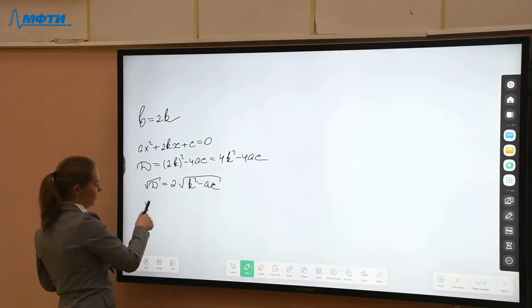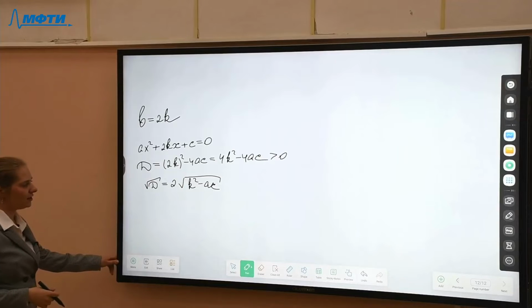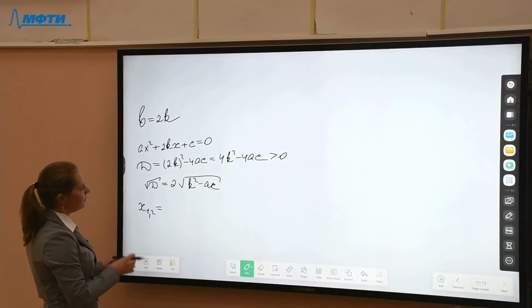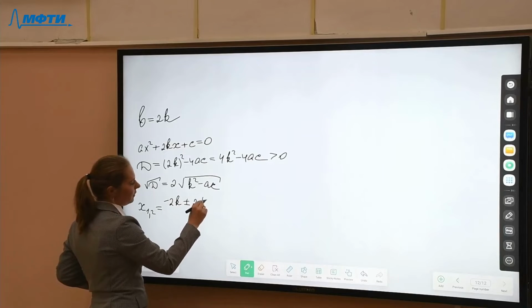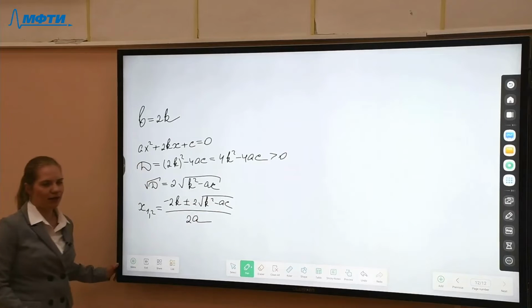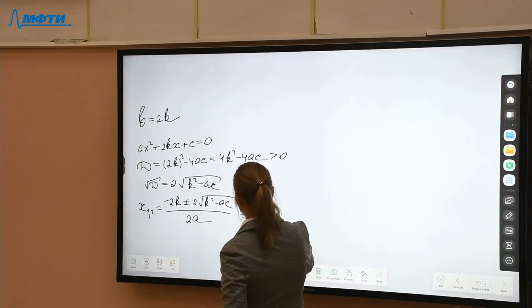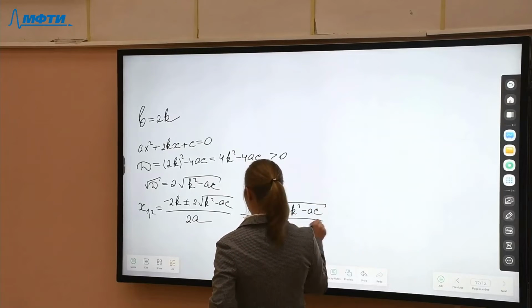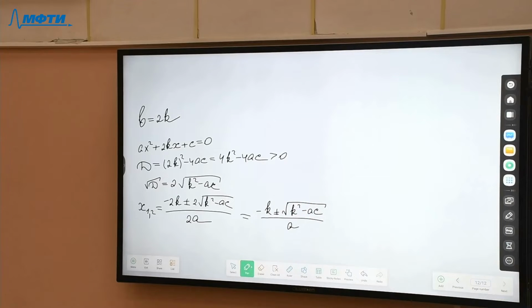And x, if D is greater than 0. So now let's consider the case when D is greater than 0. So from here we can find that x1, x2 is minus b, this is minus 2k, plus minus square root of D, plus minus 2 square roots of k squared minus ac, over 2a. And now we can cancel 2 in the numerator and in the denominator. So it is minus k plus minus square root of k squared minus ac over a. This is a more simple formula.